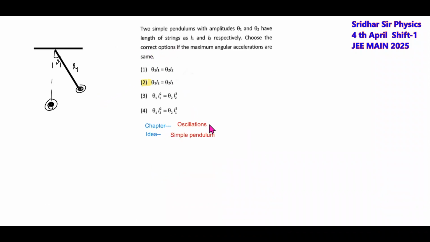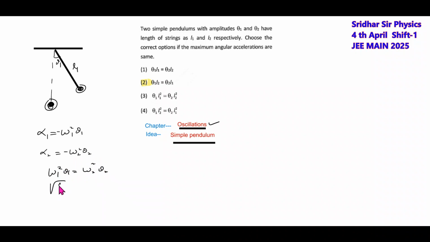Okay, kids, this question is based on oscillations, SHM, the idea of the simple pendulum. Two simple pendulums with amplitudes theta 1, theta 2 have lengths of strings L1, L2 respectively. Choose the correct options if the maximum angular accelerations are the same. Now we know the acceleration will be proportional to angular displacement. Similarly, alpha 2 equals minus omega 2 square theta 2. This is the angular frequency, not angular velocity. These two are equal. So omega 1 square theta 1 equals omega 2 square theta 2.